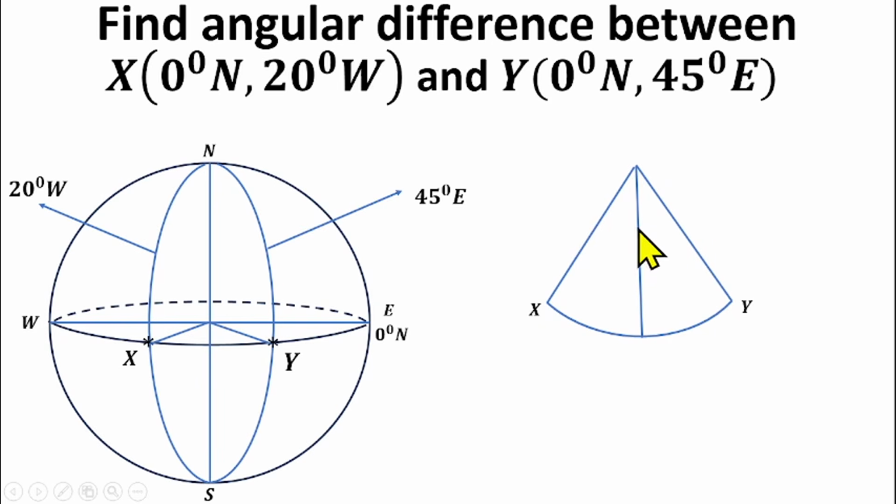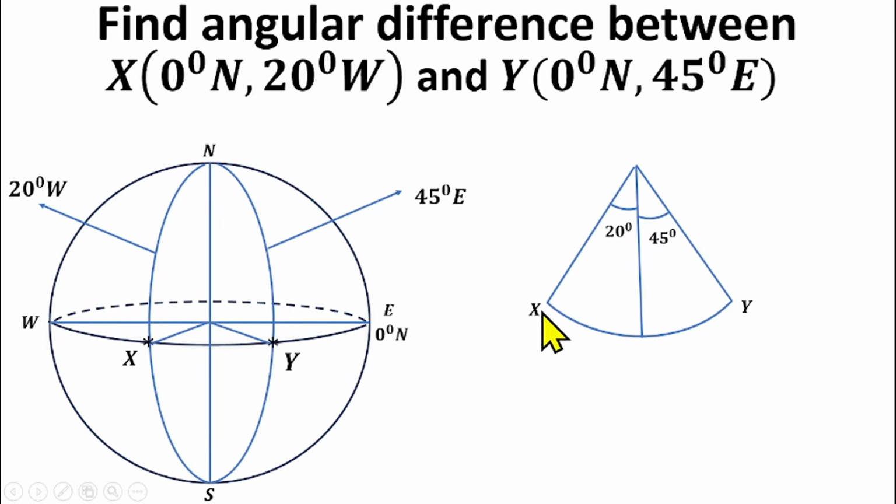You need to get the angle from the radius at the middle, which will serve as the origin of the angle. From the origin to the point X, the angle there is 20 degrees west. Then from the origin to the point Y here, the angle there is 45 degrees, which is the longitude also, 45 degrees as well.